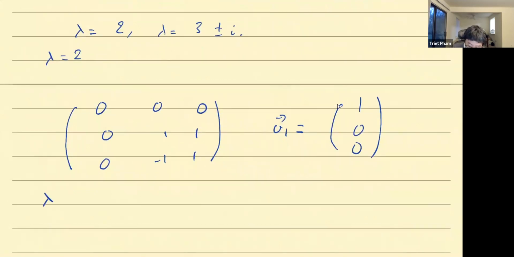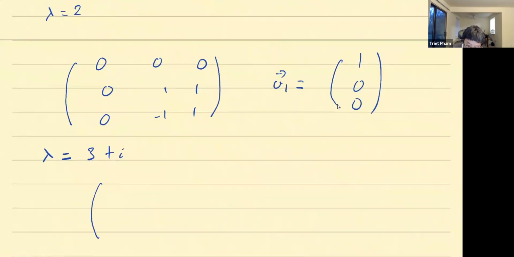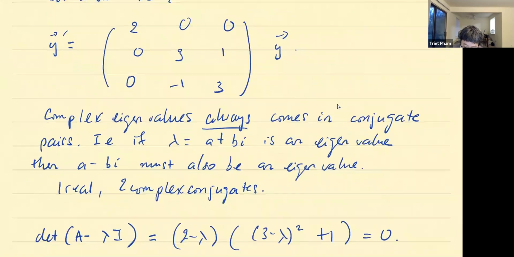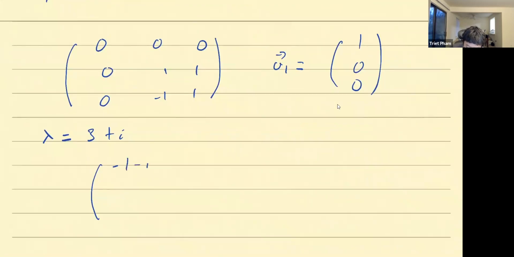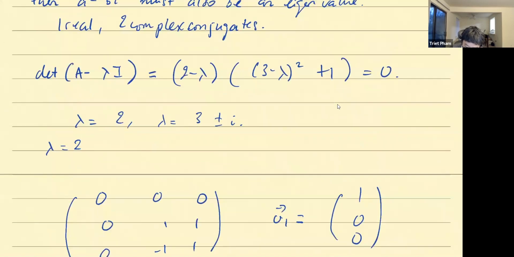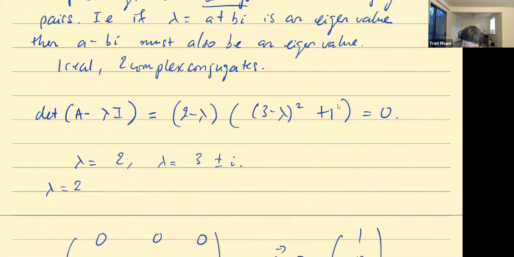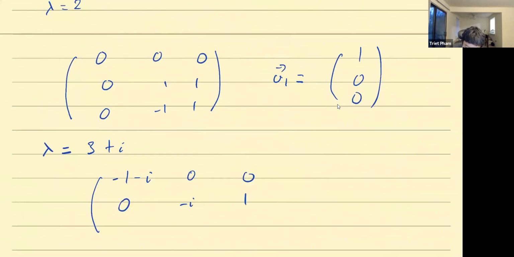Okay. Now, similar to the other ones, right? You do not have to solve for both. Just solve for one. Let's say 3 plus i. Then what do we get? We got minus 1 minus i, right? 0, 0, 0, minus i, 1, 0, minus 1, and minus i.